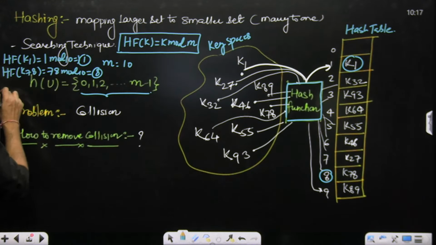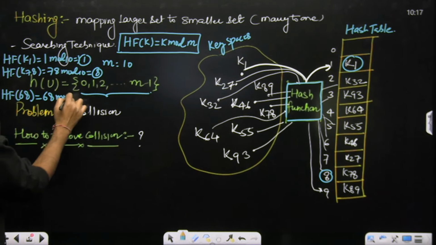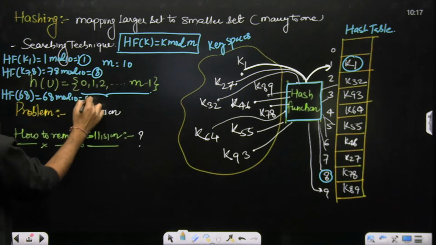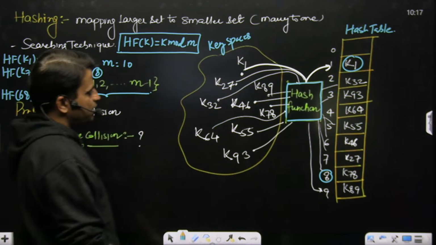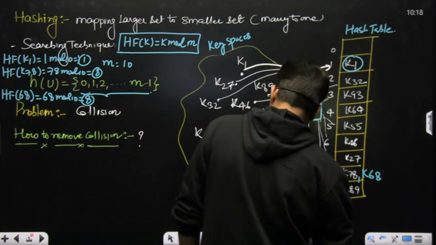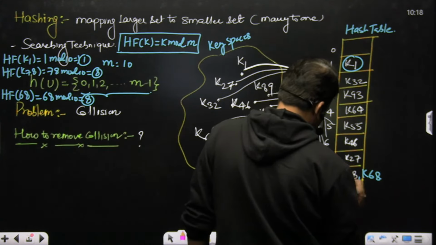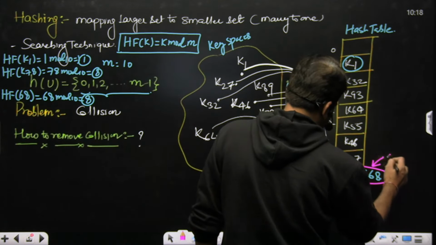Sir, what will happen if another key comes, if I talk about 68? 68 mod 10 will give what, student? 8. So this is the problem here. K68 is also to be stored here. So this is the problem, student. एक म्यान में दो तलवार नहीं हो सकती बच्चे. So this is a collision.